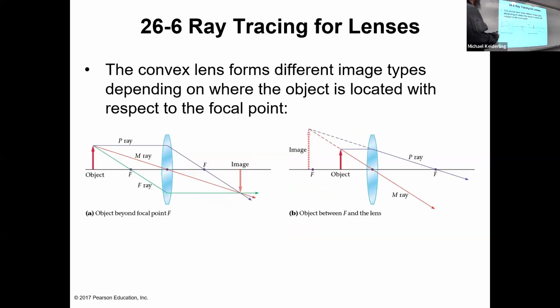The convex lens will form different image types depending on where the object is located with respect to the focal point. If the object is beyond the focal point, you'll get a real image on the far side of the lens, which you can project onto a screen. And if you're between the focal point and the lens, you will get a virtual image on the same side of the lens as the object. That's what's going on with a magnifying glass.